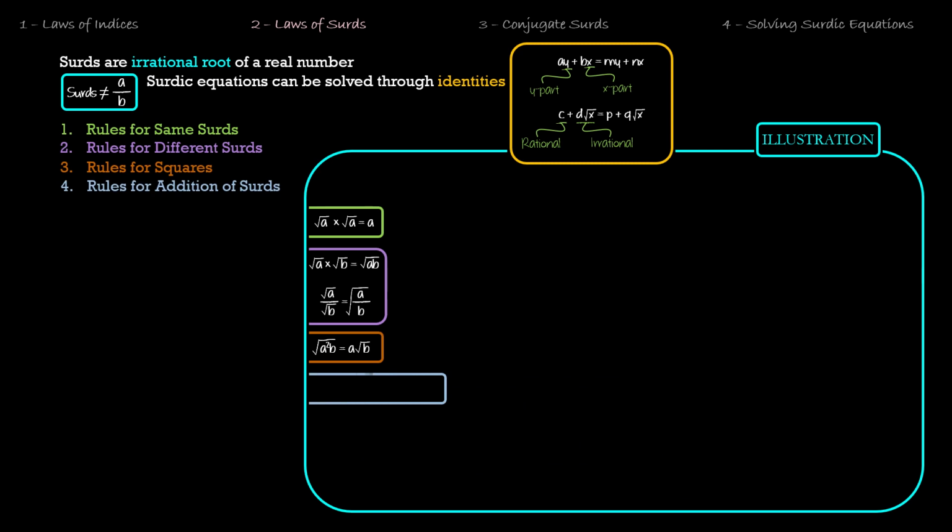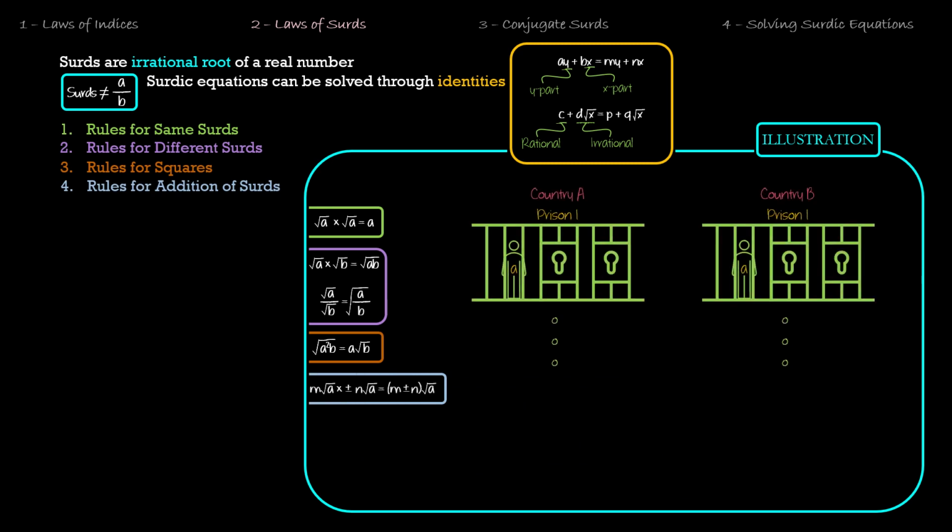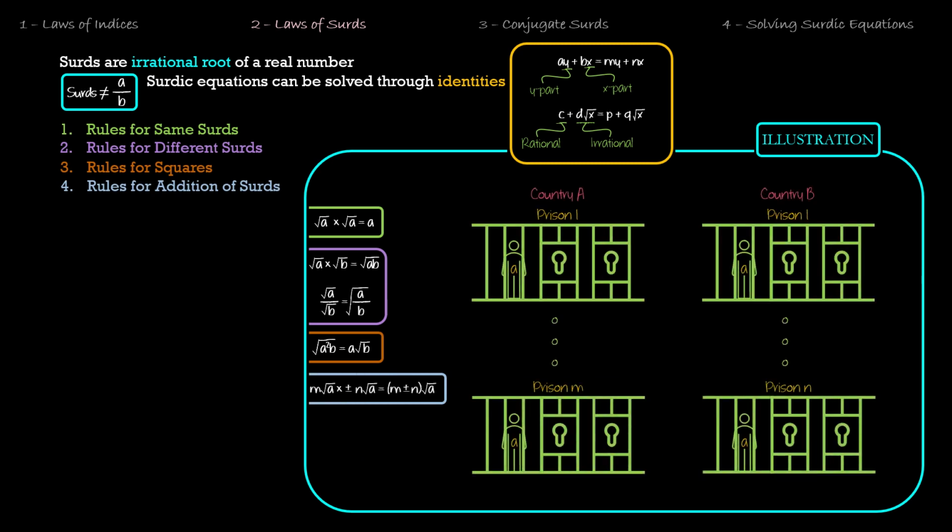Unlike multiplication or division, you can simply factor out square root of A. One way to help you visualize it is by imagining that there are two different countries. The first one having n number of prison cells, while the second one having n number of prison cells.